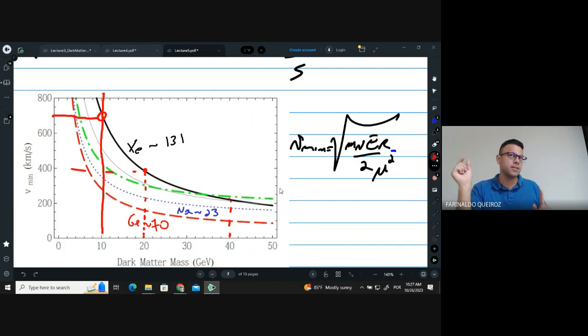However, if I use light targets such as sodium, which has an atomic mass of 23, then look at the difference. For 10 GeV, the one in blue here, I get less than 400. So I can get a large portion of the Maxwell-Boltzmann distribution, almost all of it, still producing a signal that I can see using sodium. From this figure, I conclude that I don't know what the dark matter mass is. I have no idea. If it's heavy, everybody can see it, because as I go to heavier masses, I don't need large velocities. But for light dark matter masses, I need light targets.